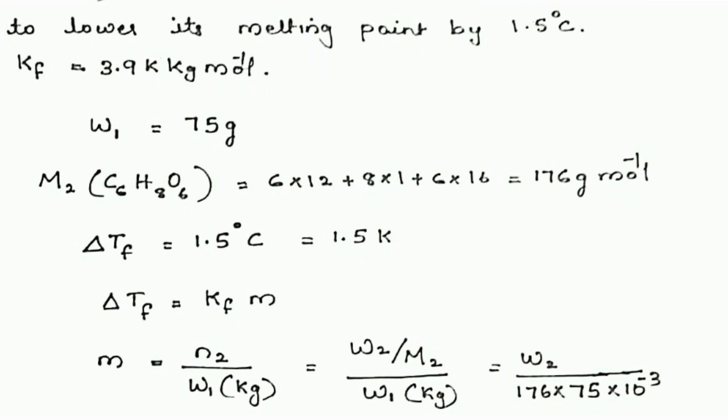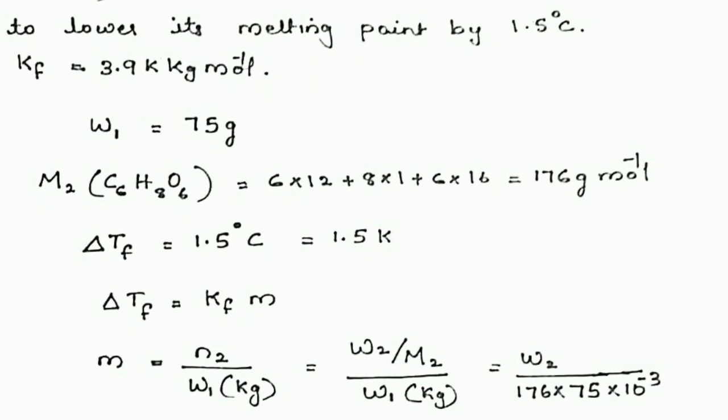Here delta TF is taken, that is the change in temperature only. That means delta TF is equal to TF minus TF0, so it is a change in temperature only. So it doesn't matter about the unit: 1.5 degree Celsius can be written as 1.5 Kelvin, because we are taking the change in temperature. And we know that delta TF is equal to KF into molality.